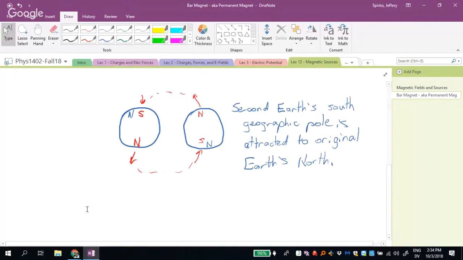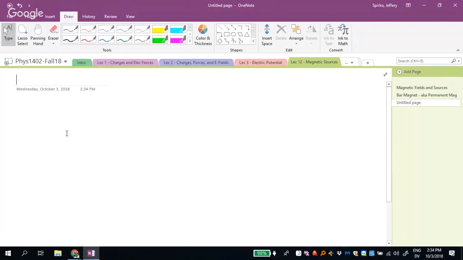Now, one of the things that we like to be able to do in introductory physics classes is to calculate things. Bar magnets on the Earth don't really give us much of a chance to calculate things. But there are some magnetic sources that can give us a chance to do some calculations. For instance, a wire can create a magnetic field.